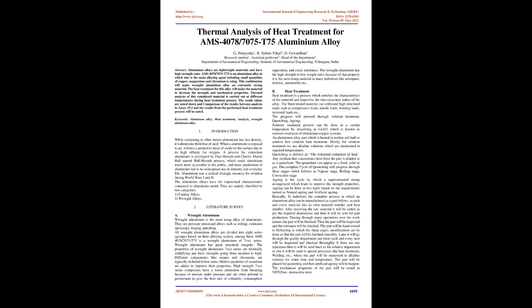AMS-4078-7075-T75 is an aluminium alloy in which zinc is the main alloying agent, including small quantities of copper, magnesium, and chromium. This combination makes the wrought aluminium alloy an extremely strong material. The heat treatment for this alloy will increase the strength and mechanical properties of the material.